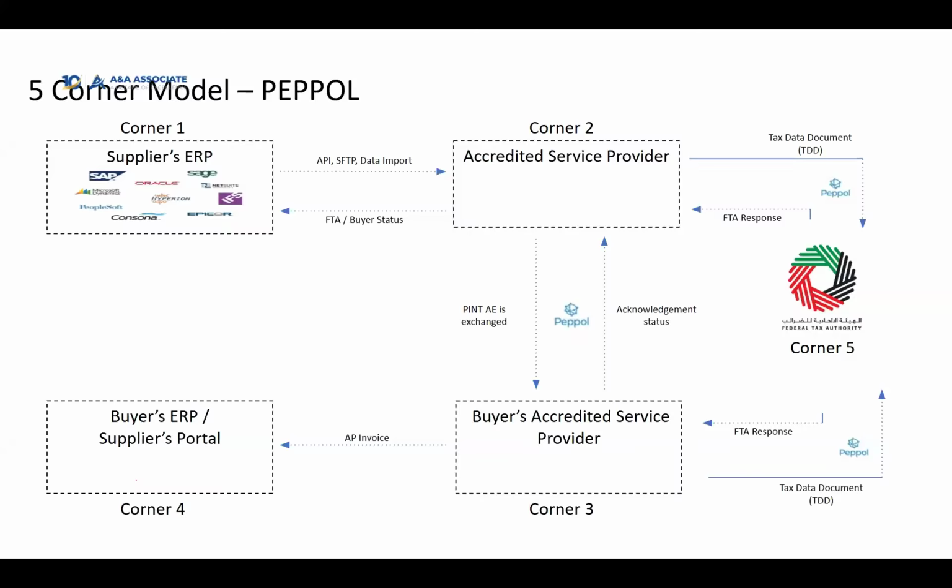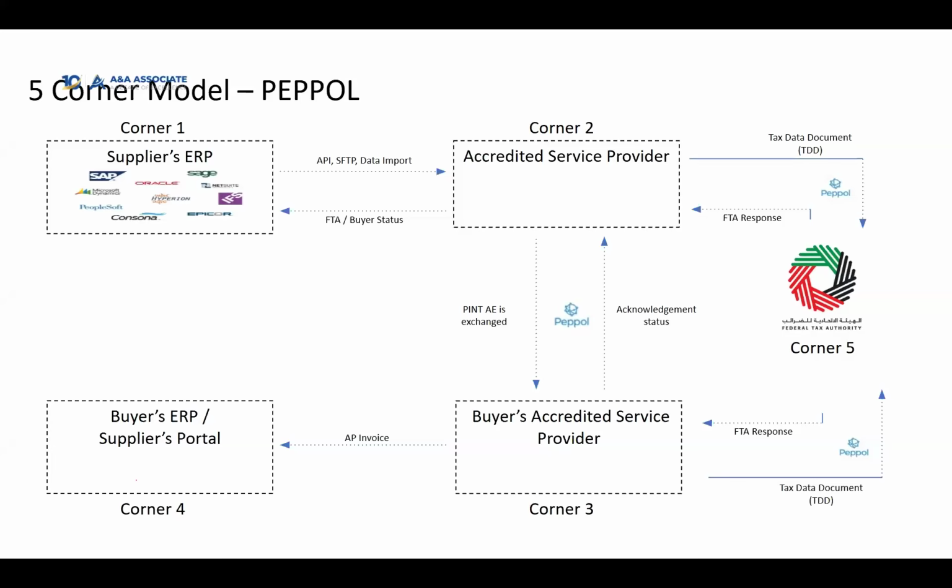Then the buyer's ASP will transmit the invoice not only to the FTA authorities, but at the same time, it will be transmitted to the buyer's ERP software, wherein the transaction will be recorded in the books.